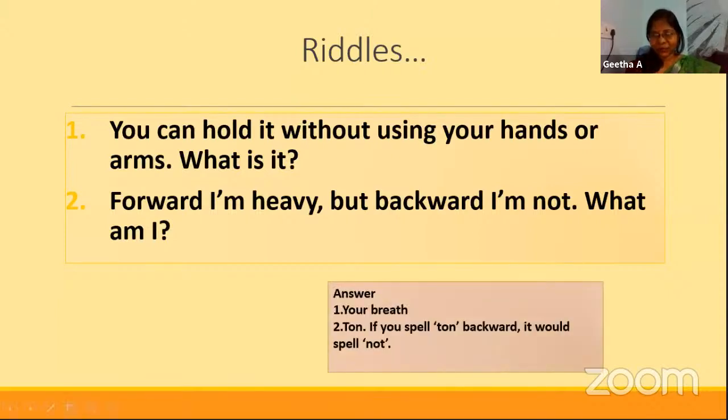Yes. So that is the answer. Money. Lakshmi says money. Okay. Actually, your breath is what you can hold without using your hands and arms. You're right. Most of you have given a right answer. And ton, yes, forward means when you read it forward, it is TON, ton, it is very heavy. But when you spell it backward, it is NOT, not. Right?